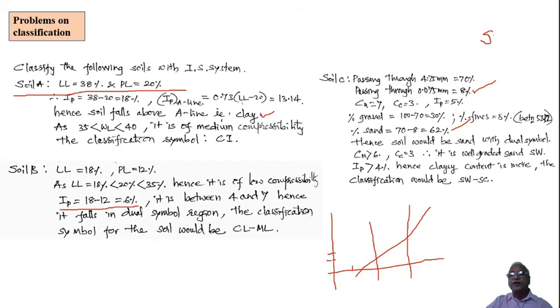So Cu is greater than 6, they have given that. Cc is 3, so it is well graded sand. IP is greater than 4, it is 5%. IP is greater than 4, hence clay content is more. The classification would be SW-SC. Okay.